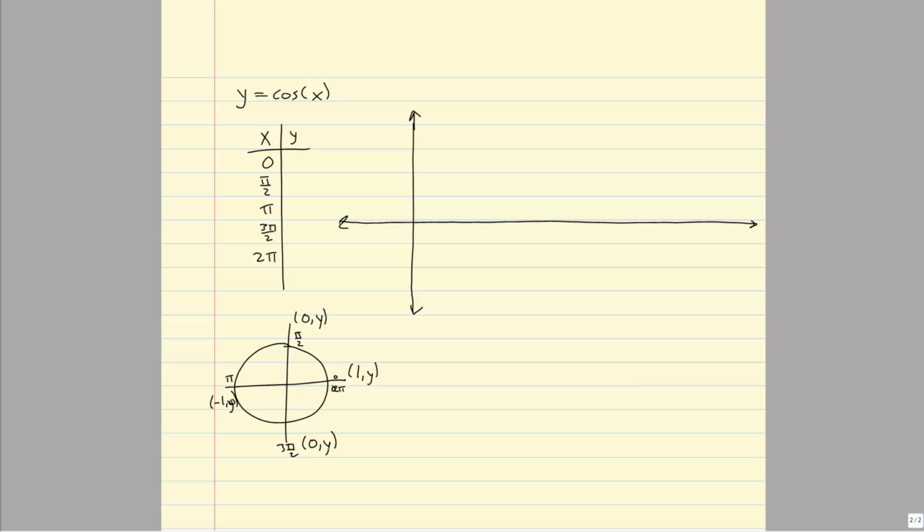So for 0, my cosine of 0 is 1. Cosine of pi over 2 is 0. Cosine of pi is negative 1. Cosine of 3 pi over 2 is 0. And the cosine of 2 pi is 1. And then I start all over again. So the highest I go is 1.